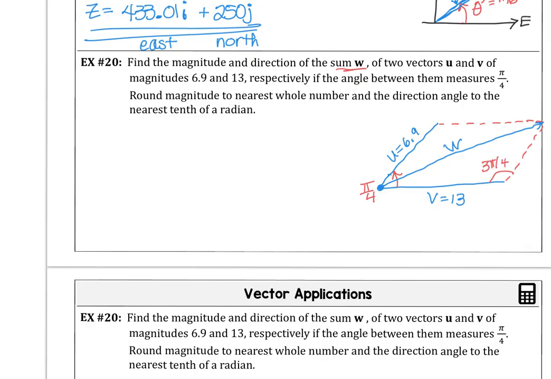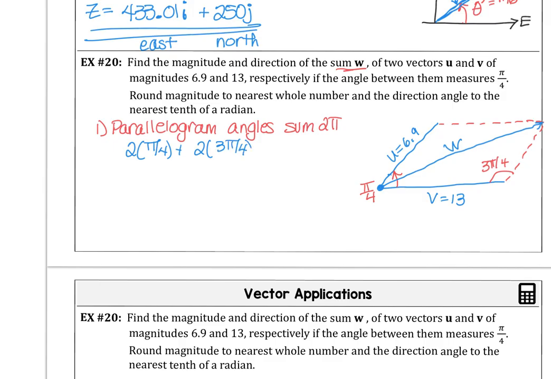Okay, so first of all, we have a parallelogram. In a parallelogram, angles have to sum to 2 pi. So we know that we have 2 pi over 4 angles, and we should have 2 3 pi over 4 angles, and they add up to 360 degrees, or 2 pi.